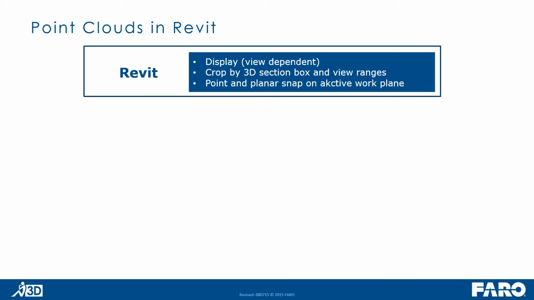And Revit offers a simple point cloud snap, so you can snap to each point cloud point as well as to a planar surface on the point cloud. But this snap works also only on the active work plane. It's not a real 3D snap.